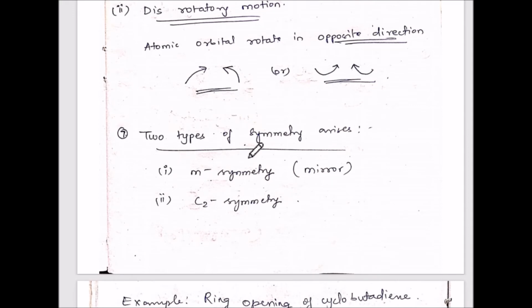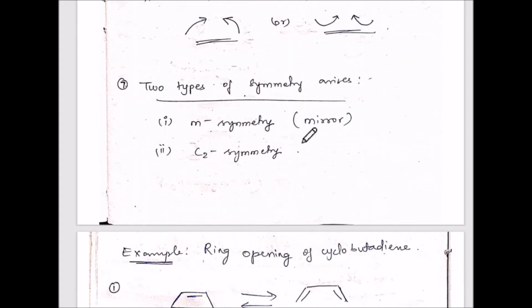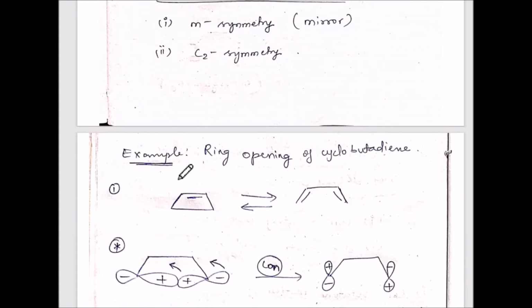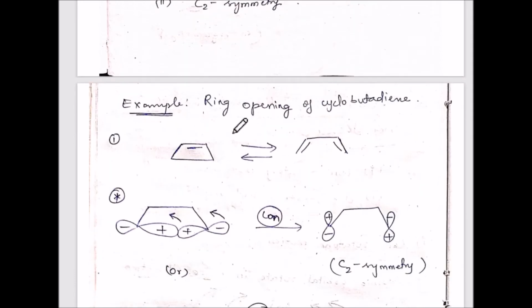Next, you have to notice the symmetry concepts. Two types of symmetry arise for this. One is your M symmetry and the other is your C2 symmetry. M stands for mirror. That means when you rotate, you can see that your lobes are mirror images. So plus minus means the other lobe also has plus and minus. That's it. In C2 symmetry, the opposite signs will be the same. Okay, so these are two types of symmetry, and let's discuss some examples to understand these con and dis rotations.